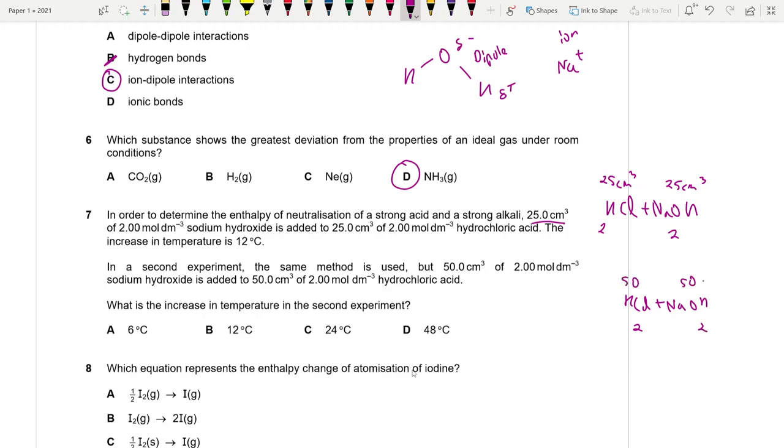If you increase the volume of only one of them, it wouldn't really make a change, because one would end up being the limiting reagent. But here, since we've increased the volume of both of them, no one's the limiting reagent. All of the HCl will react with all of the NaOH. Do you guys understand? As a result, what's going to happen?